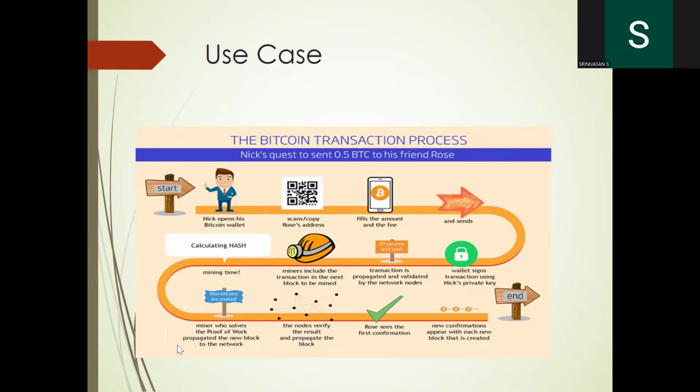Once the new block is attached to the blockchain, it will be reflected in all ledgers, and subsequently Rose's wallet will be updated. After that, Rose will receive a notification from the Bitcoin network about the transaction. Finally, the transaction terminates. So this is the way transactions are executed in the Bitcoin network.